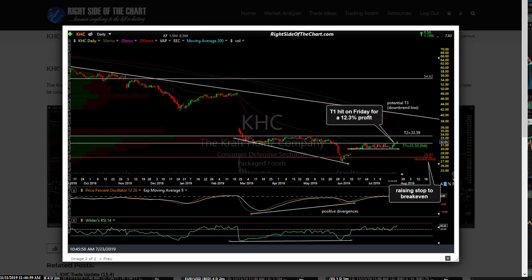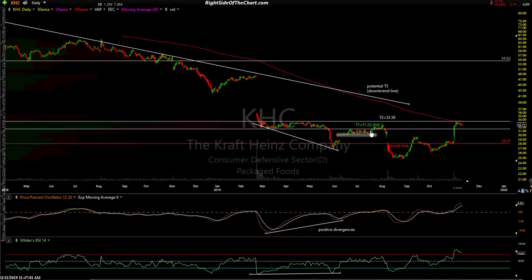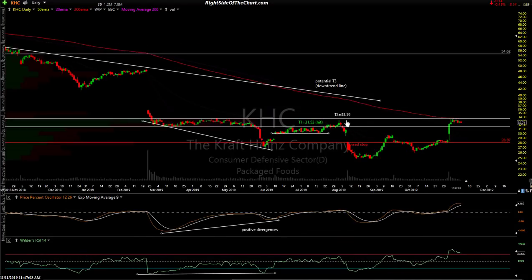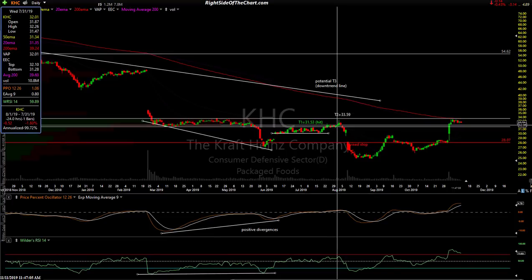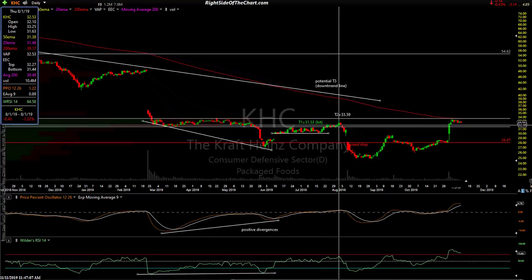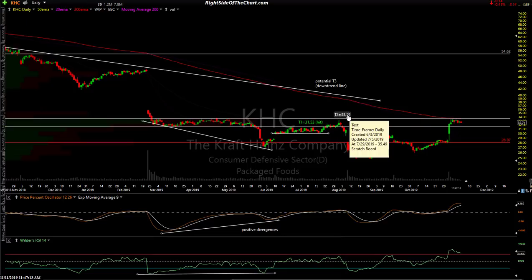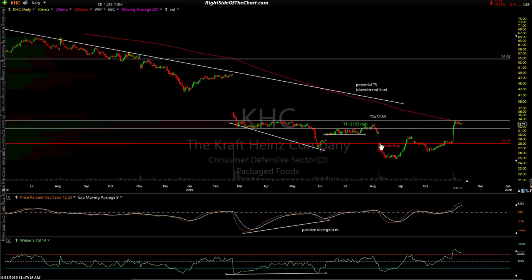Let's look at that chart now and see what happened. Okay, so this was it. So we hit that level. We came very close to that T2. We hit a high right here on August 1st of 33.25 versus 33.59, and then we reversed from there.